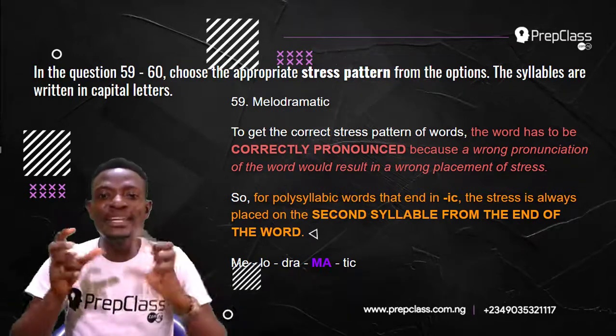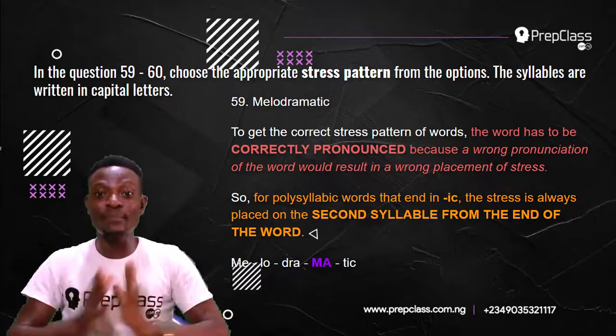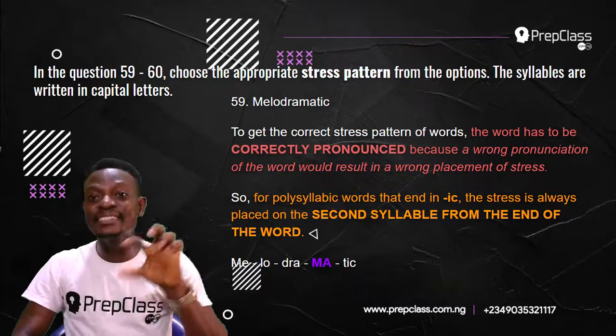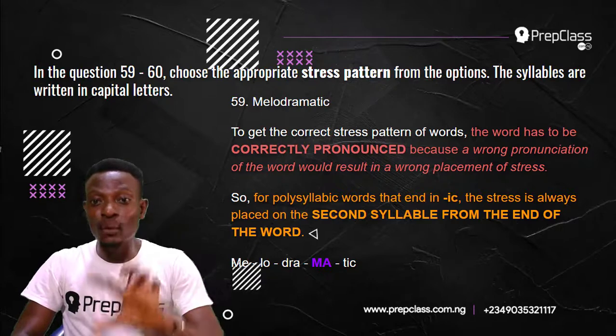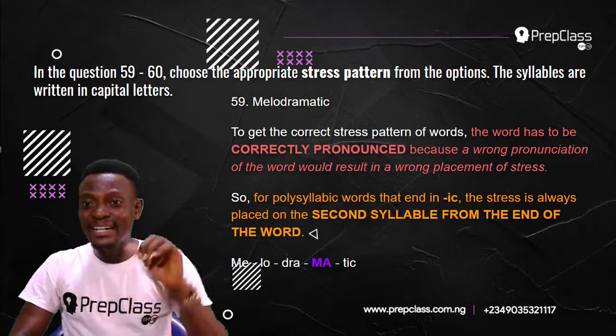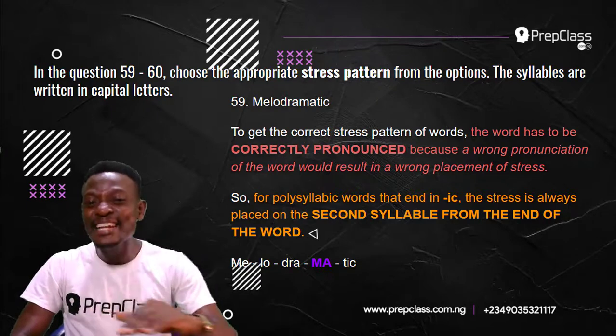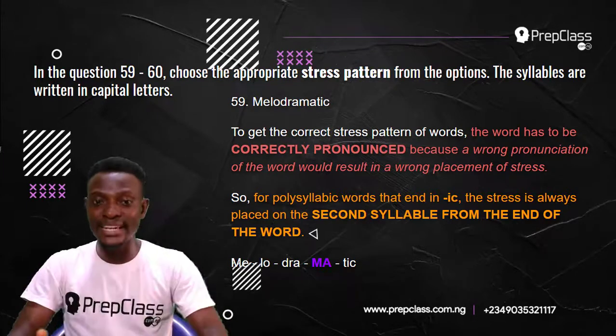So, for polysyllabic words, that is, words that have more than two syllables, for polysyllabic words that end in IC, the stress is always placed on the second syllable from the end of the word. I will go over that again.